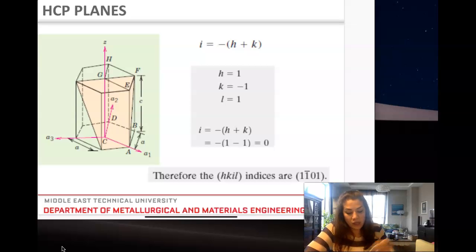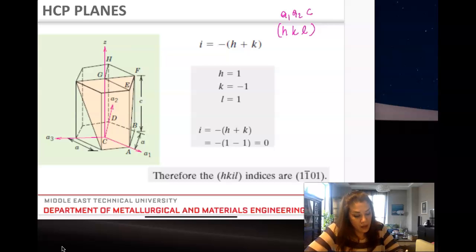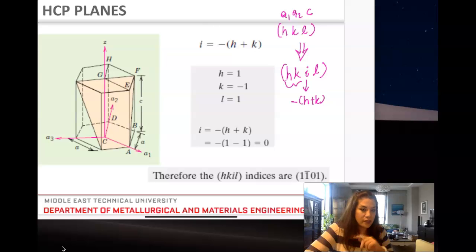So if my Miller indices are h, k, l, h being a1, k being a2, l being the c, then from here I can easily convert that into the four-axis system as H, K, I, L. So I is equal to negative (H plus K). The addition of these two indices, and the negative of it, is the I, basically.